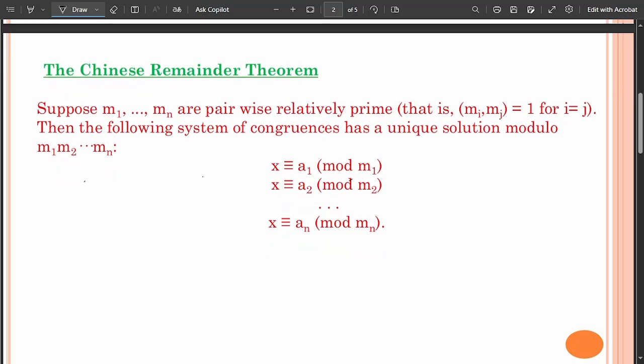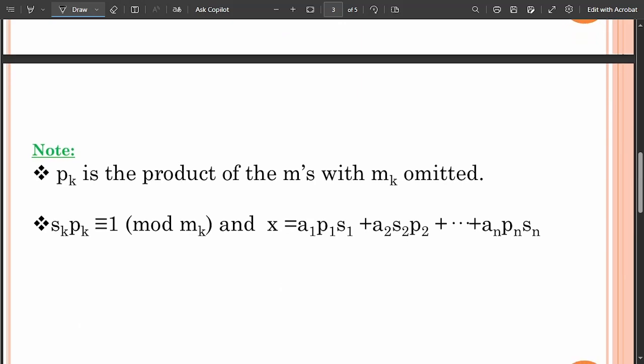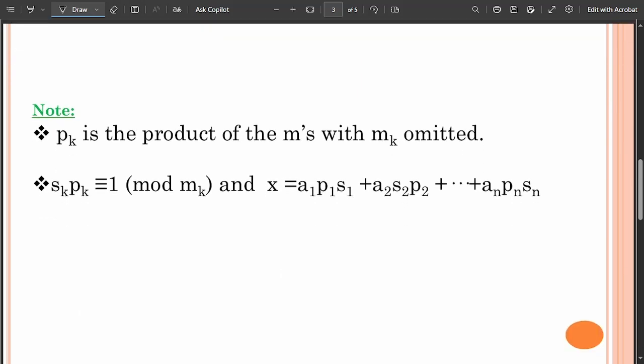The statement says that suppose m1, m2, up to mn are pairwise relatively prime. That is, if we take any two of them, m1 and m2, their GCD will be 1. Then this simultaneous system of equations has a common solution modulo m1 m2 up to mn. To solve this, we use certain results that we actually get from the proof of the theorem.